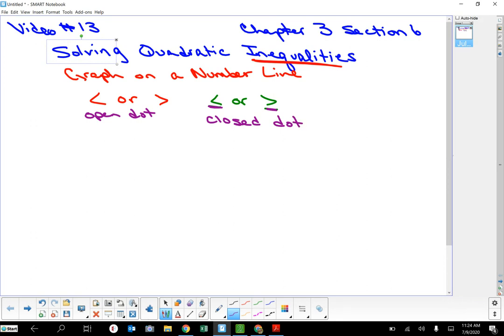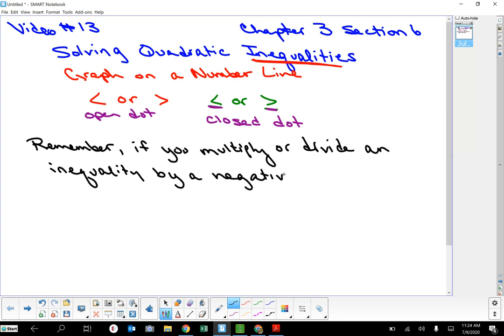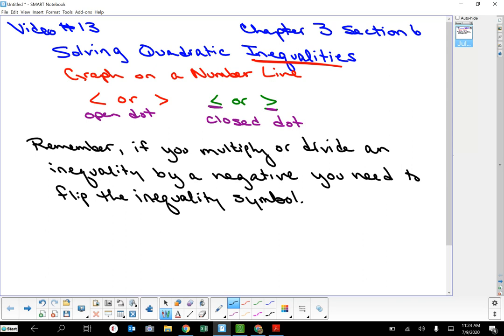Also remember, I don't know if this is actually going to happen, but if you multiply or divide an inequality by a negative, you need to flip the inequality symbol. So just a reminder, like I said, I don't know if that happens.